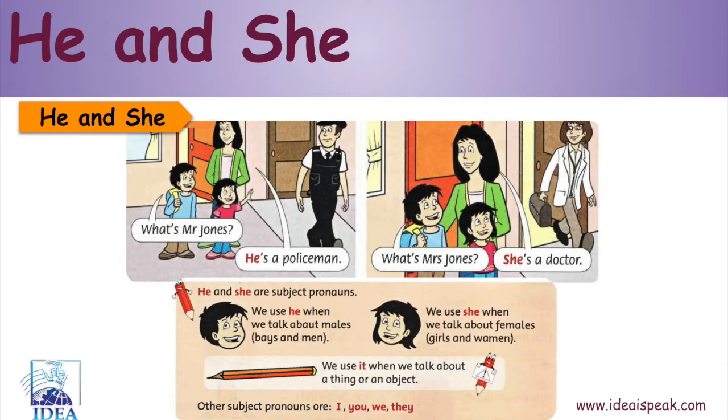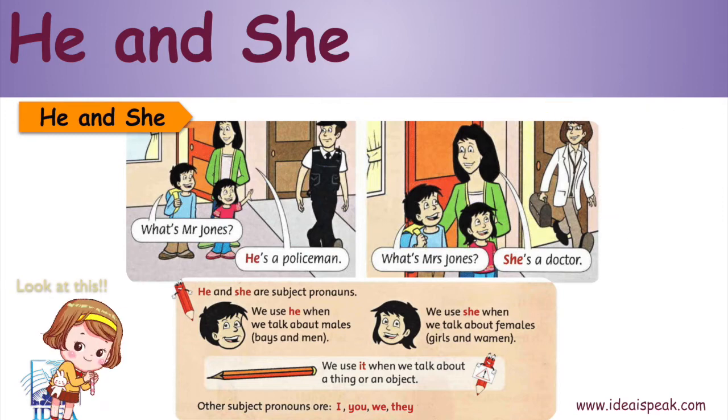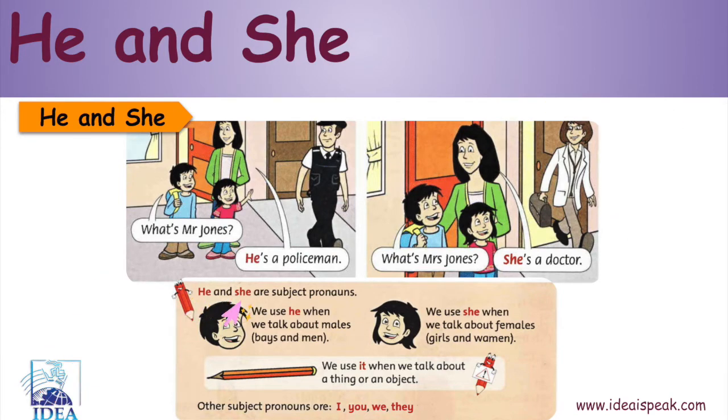He and she. What's Mr. Jones? He is a policeman. What's Mrs. Jones? She's a doctor. He and she are subject pronouns. We use he when we talk about males, boys and men. We use she when we talk about females, girls and women.